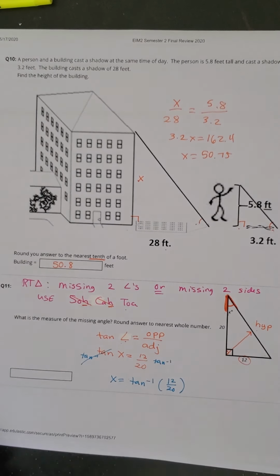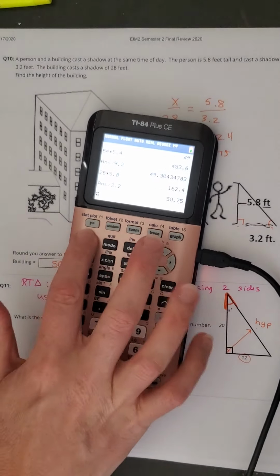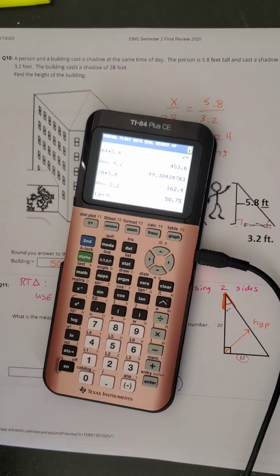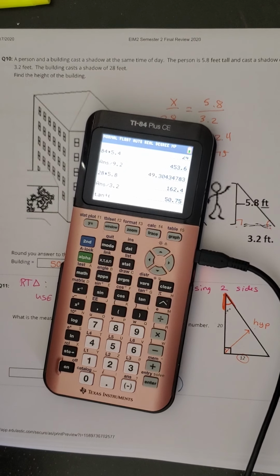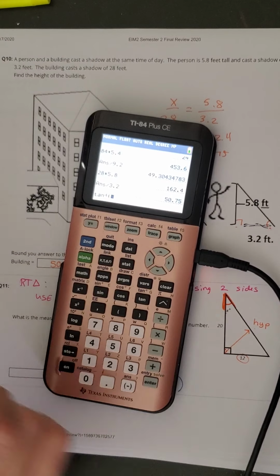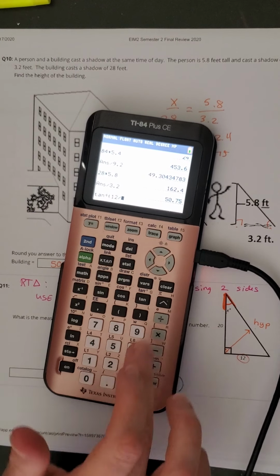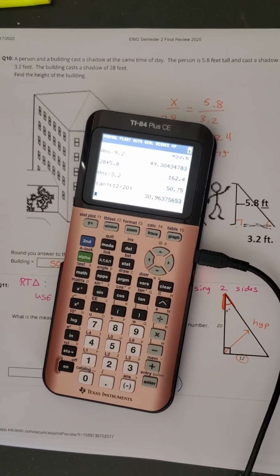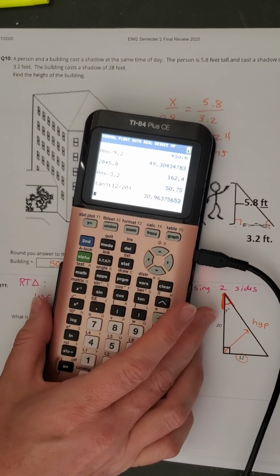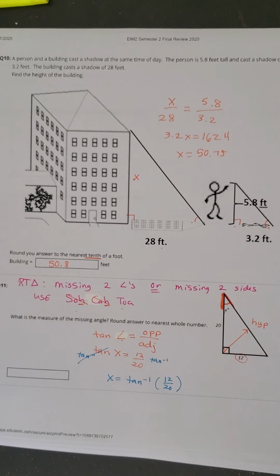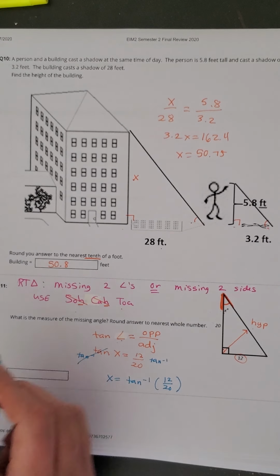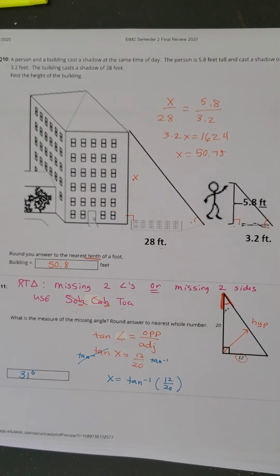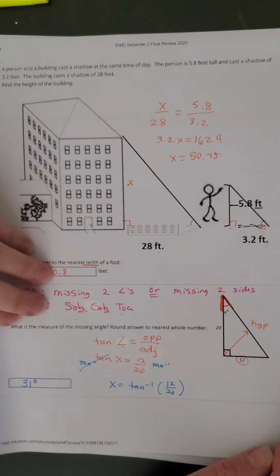Now, on your calculator, you're going to do second tangent because you want tangent inverse. So whenever you're looking for the angle, you're going to be using tangent inverse on your calculator. And that's 12 divided by 20. And I get 30.96. So I think it says to the nearest degree. Yes, the nearest whole number. So that would be 31, and it is in degrees, so 31 degrees. All right, let's do another one.